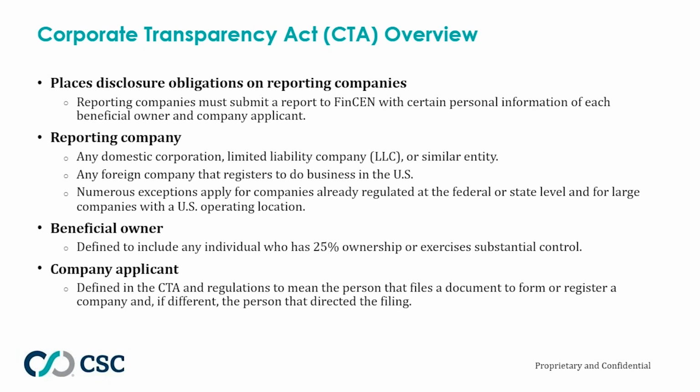The company must also report the information on its company applicant or company applicants. There can be up to 2. Company applicant is defined in the Act as the person that directly files the document with a state or other government entity to form the entity, or the person that files the documents to register a foreign company. And if the person is different, the company applicant definition includes the person that directed the filing. So there can be up to 2 company applicants per reporting company.